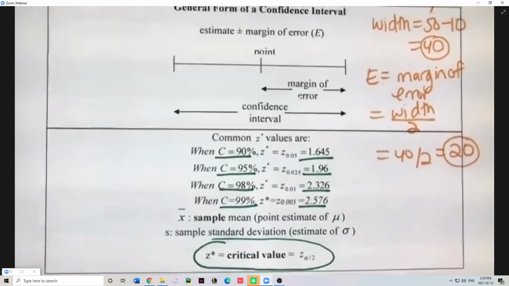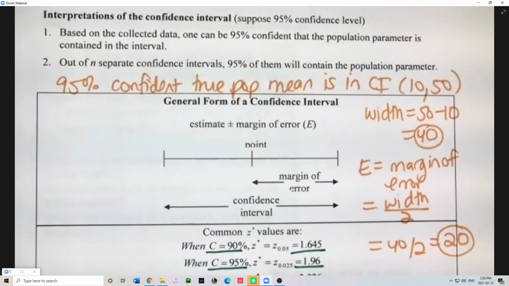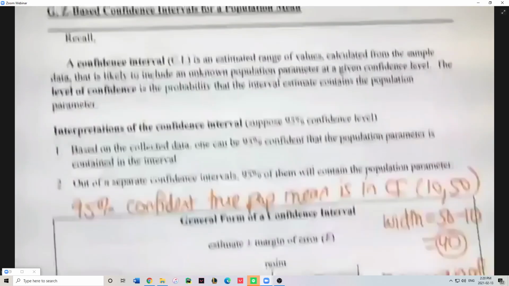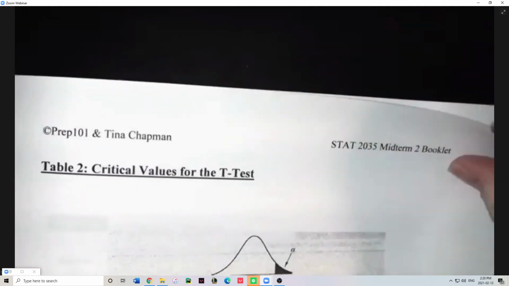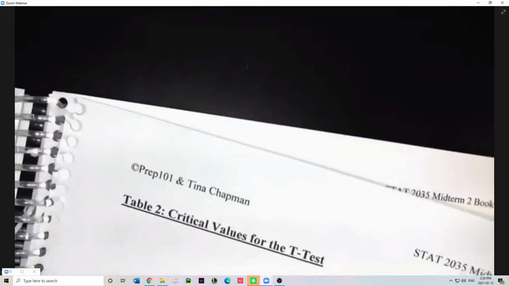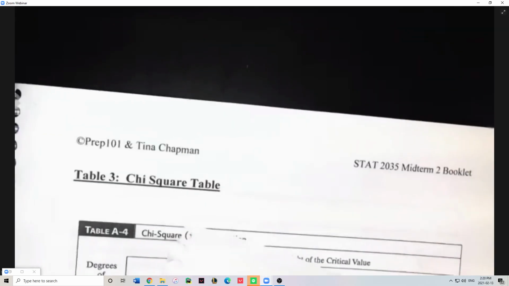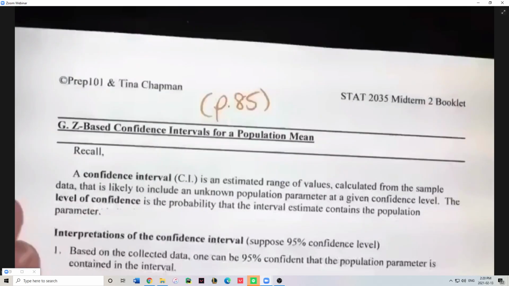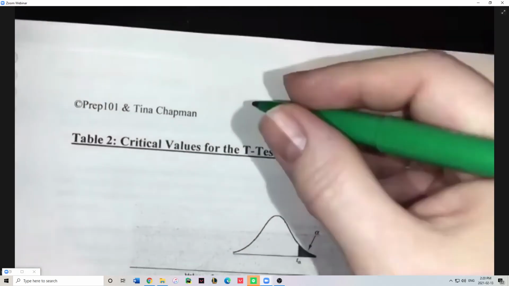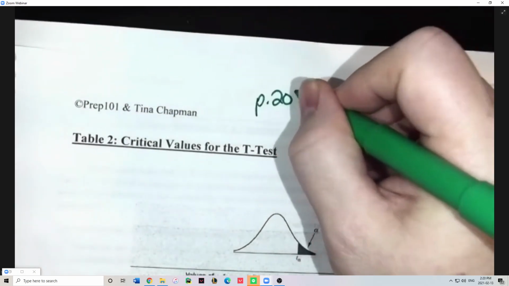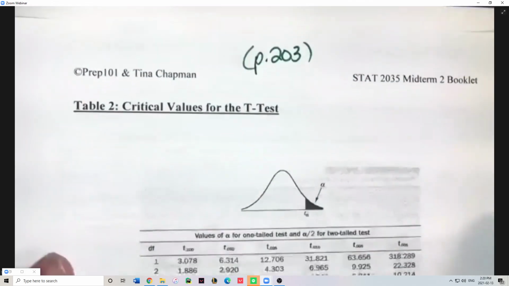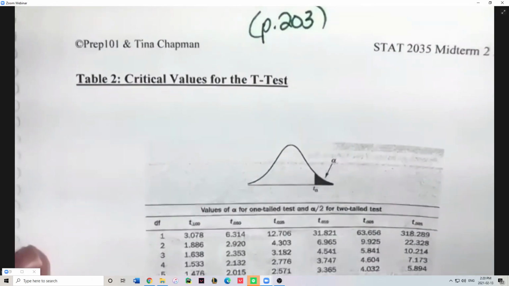You can call the critical value Z alpha over 2 or Z star. You can look these up at the bottom of your T-table as well. If you have your T-table handy, great. If you don't, you can look in the back of the book, on page 203. Have all your tables ready for tomorrow, just so it saves you time from flipping back and forth.